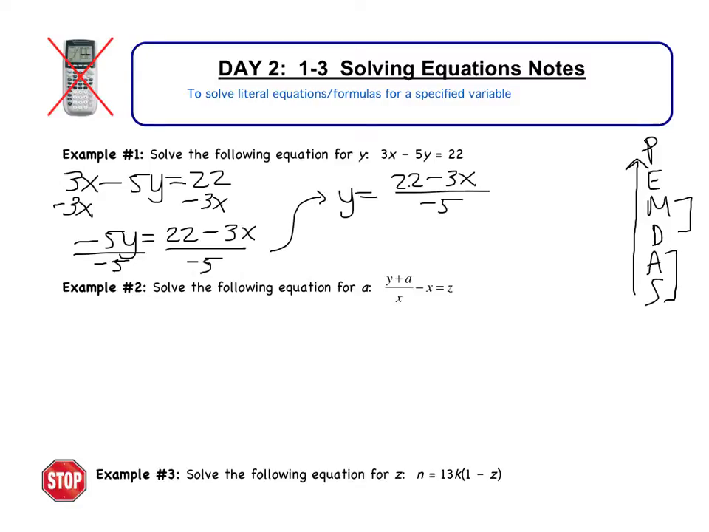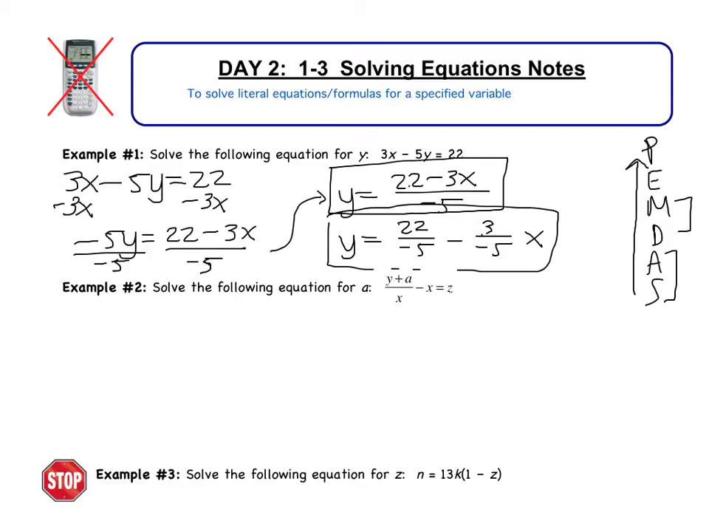Now, you could simplify, and what you could do is divide both numbers by negative 5. So another way that you might see this written is 22 divided by negative 5, minus 3x divided by negative 5. If I am your teacher, I prefer the top way. The bottom way, though, may be a way that you might see your answer as well. So that's all you're doing in today's video. You're just rearranging the equation to get a new equation.